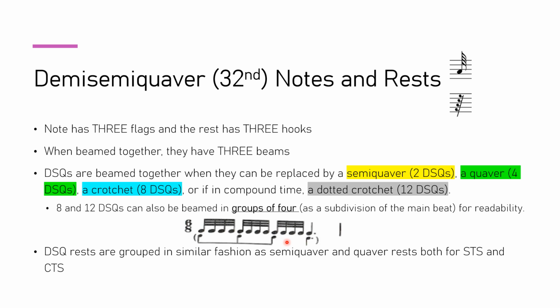So you try to beam them in such a way that each group of beams you are making is a subdivision of the main beat. So you have to beam them sensibly. That is what I mean. Lastly, in terms of rests, there are no new things to say here because it's the same way we talked about grouping semiquaver and quaver rests, both for simple time signature and compound time signature. It's the same principle that applies here. You have to use a rest to complete a beat before you move on to a new rest. That is just the fundamental principle.